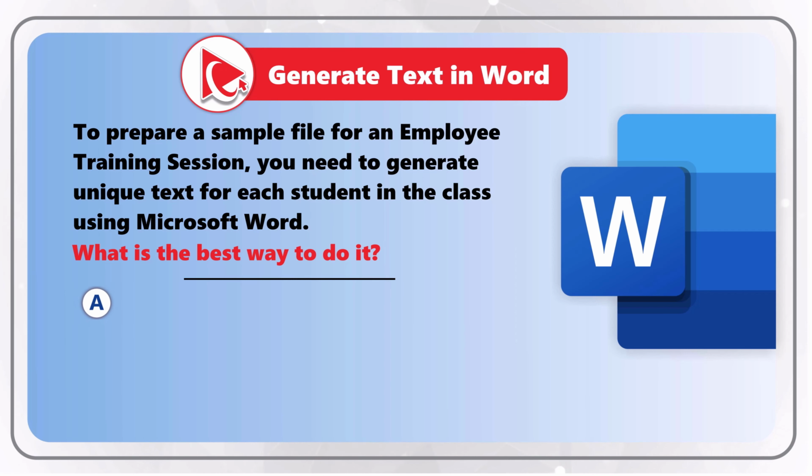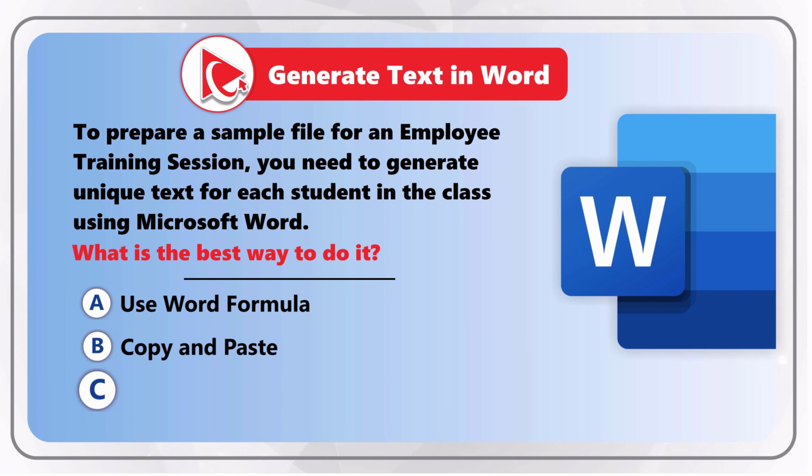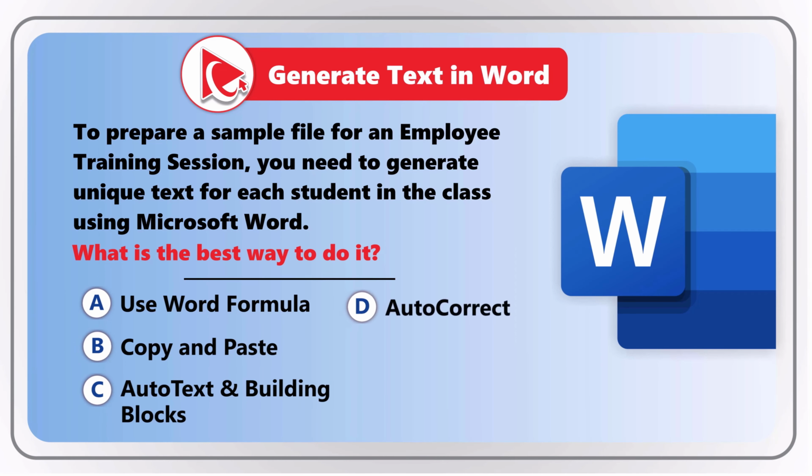And you're presented with 5 different options. Choice A, use word formula. Choice B, copy and paste. Choice C, auto text and building blocks. Choice D, autocorrect. And last but not least, choice E, mail merge. Take a close look to see if you can come up with the solution. Tricky question, don't you think so?